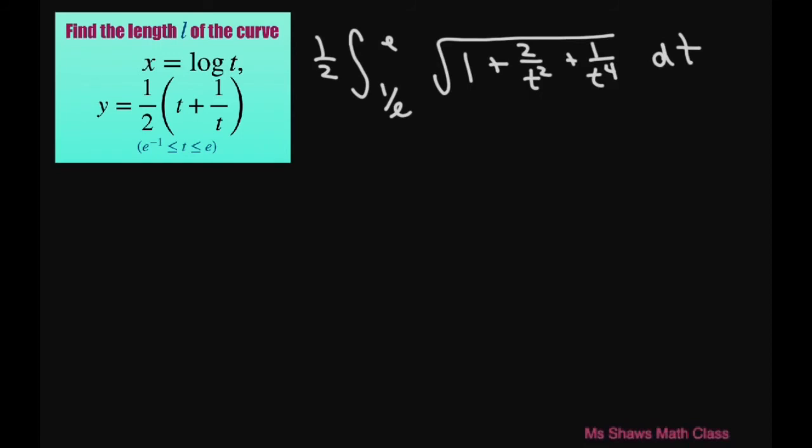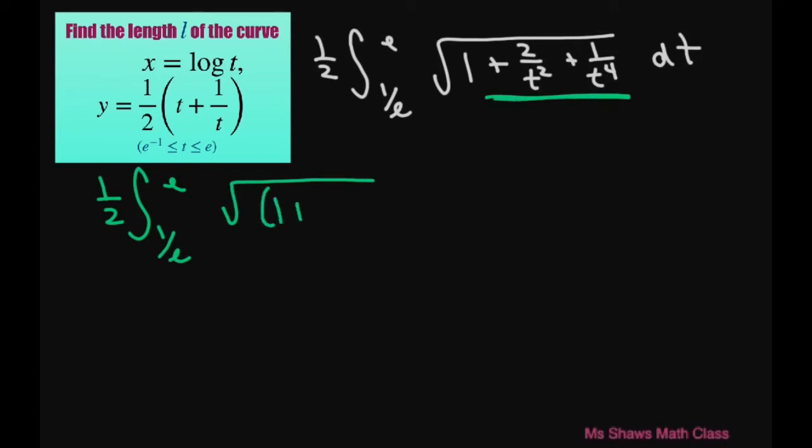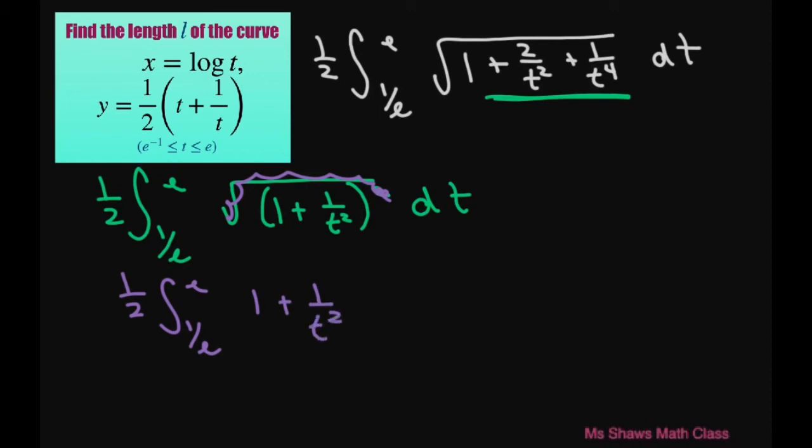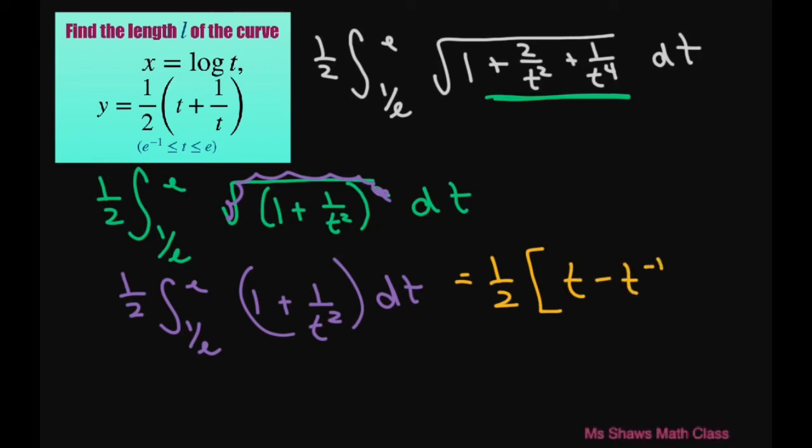All right. Now let's see if we can group this together. We're going to have 1/2 times the integral from 1 divided by e to e, and this is going to end up being square root of 1. This is a perfect square trinomial, so you're going to have 1 plus 1 divided by t squared, dt. All right, what will happen is the square root and square will go away. So now we have 1/2 times the integral from 1 divided by e to e of 1 plus 1 divided by t squared dt. And when you integrate this, we're going to get 1/2, and you're going to get t minus t to the power of -1. And we evaluate this from 1 divided by e to e.